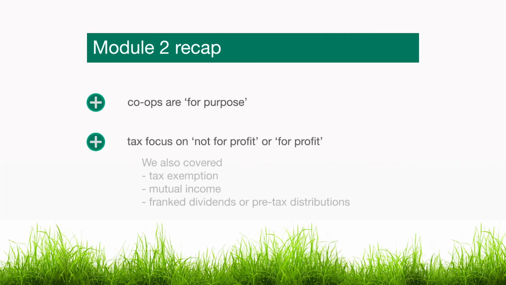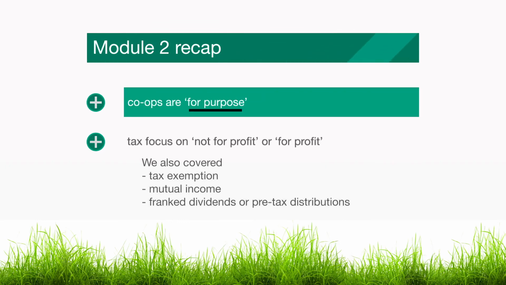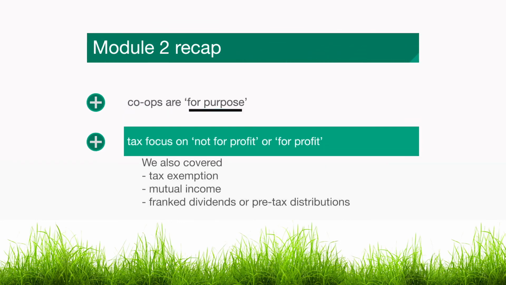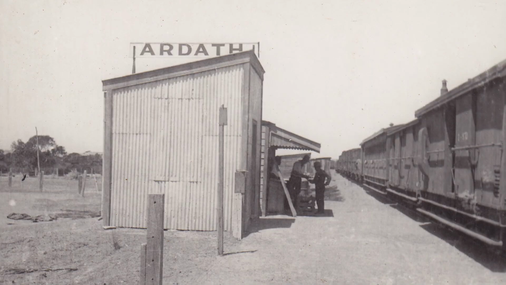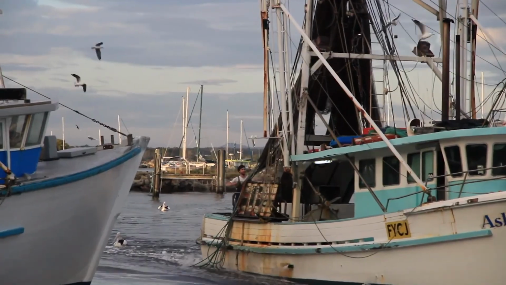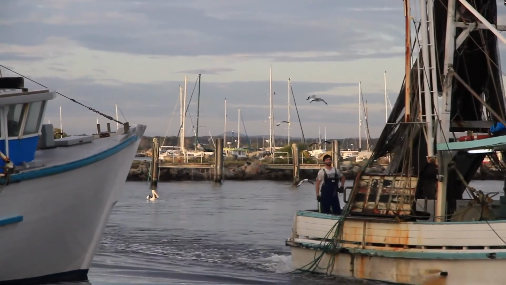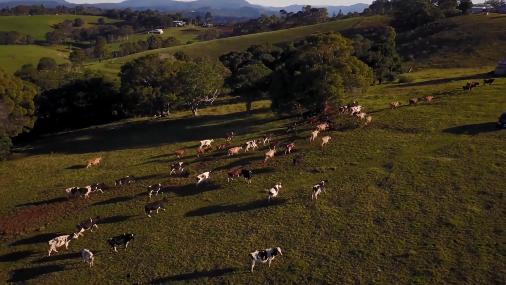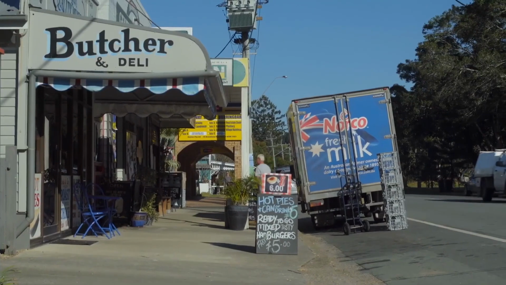In this module, we covered the nature of co-ops as for-purpose legal models in a tax environment focused on corporations as not-for-profit or for-profit. For-purpose co-ops do more than make profits. They are formed to serve their members wanting to collaborate, build and improve their businesses. Cooperatives have a proud history in Australia. They helped establish our agriculture and fishing industries. Co-ops build trust and stability in their communities and offer a sustainable business model.